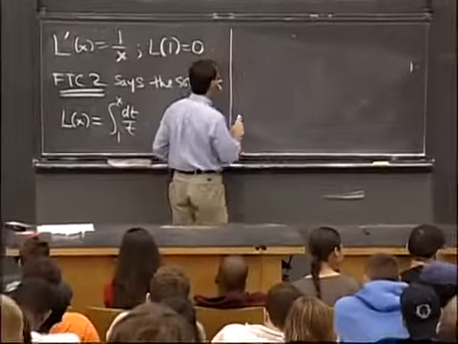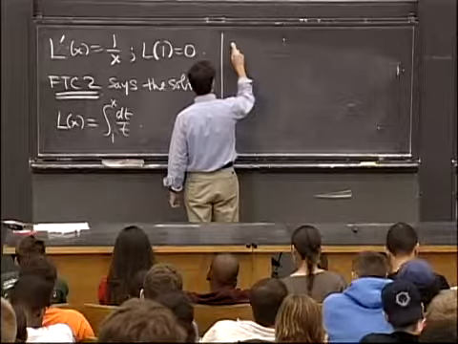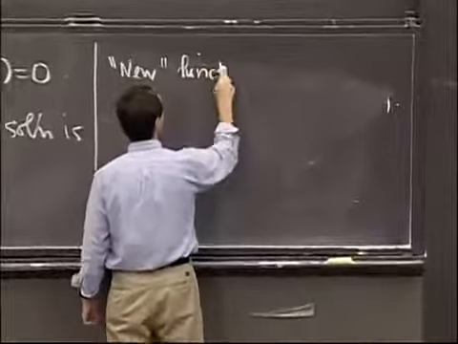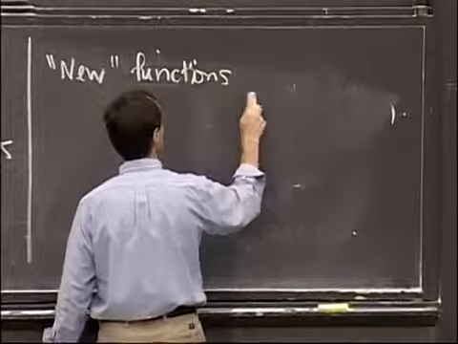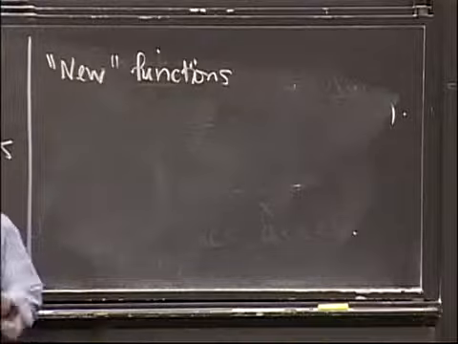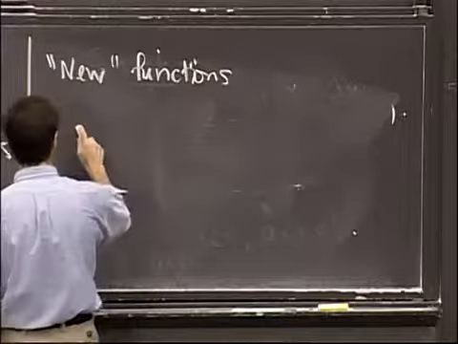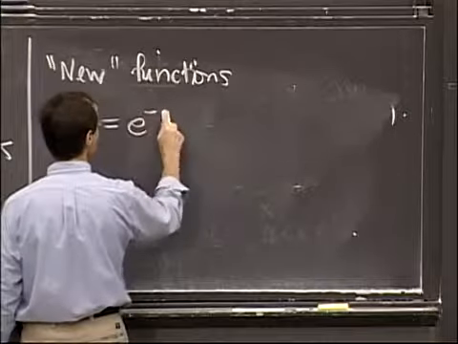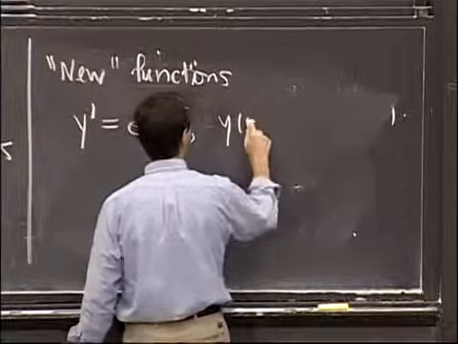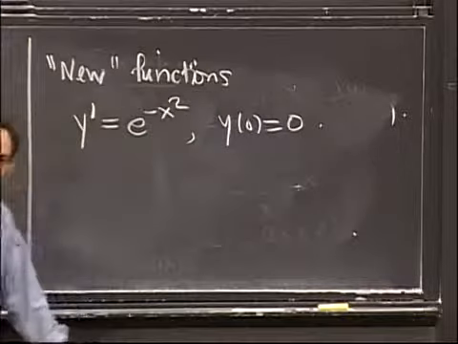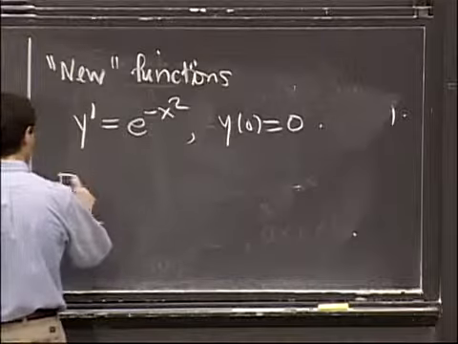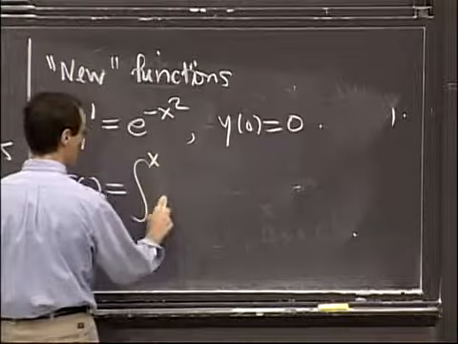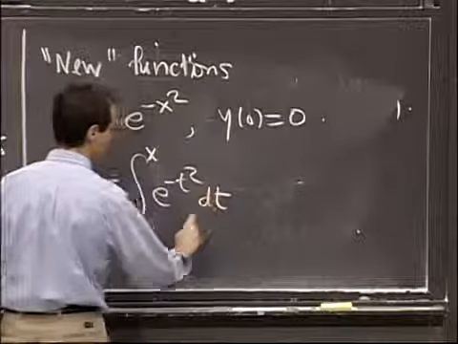But rather than do that now, I'm going to point out to you that we can also get truly new functions. Okay, so there are all kinds of new functions. The first example of this kind would be, for example, to solve the equation y prime is equal to e to the minus x squared, with y of 0 equal to 0, let's say. Now, the solution to that is a function which, again, I can write down by the fundamental theorem. It's the integral from 0 to x of e to the minus t squared dt.